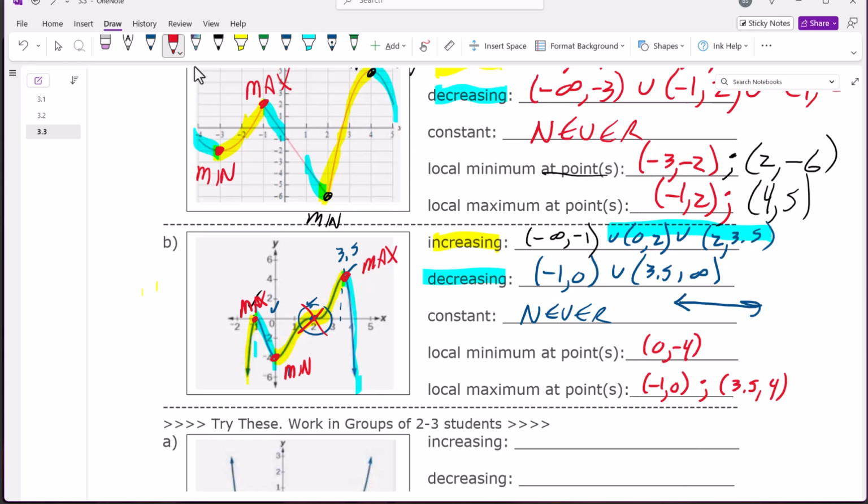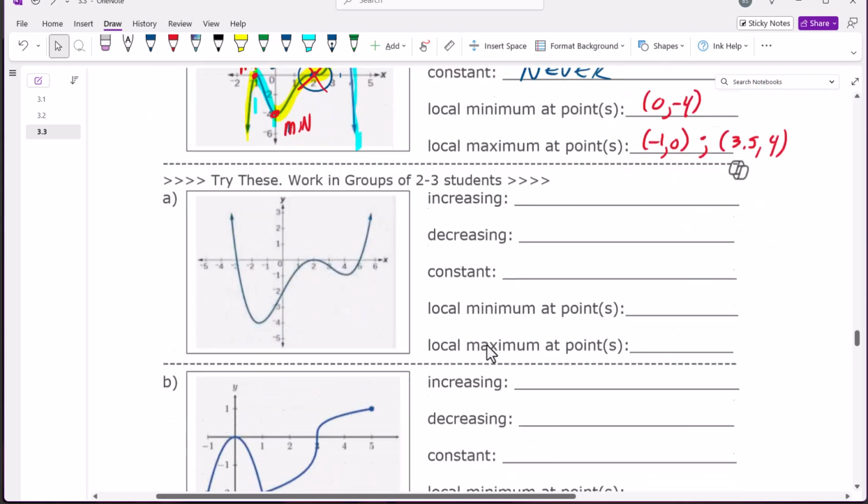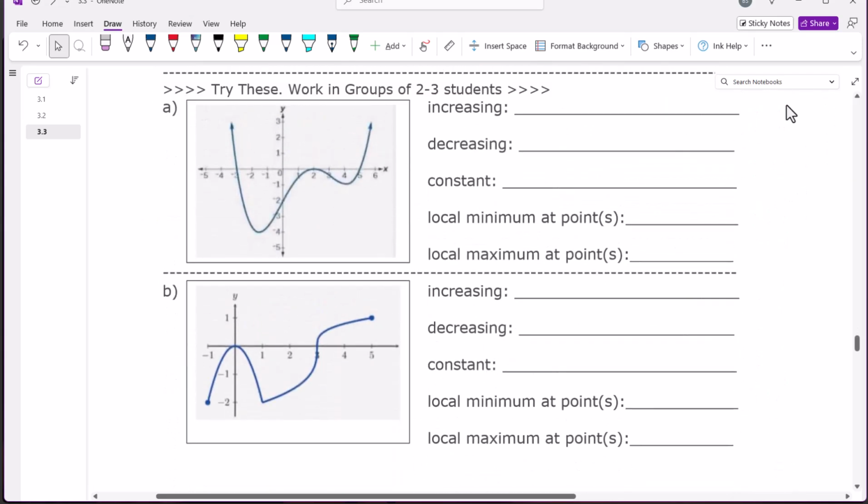So you have one local minimum, you have one local max. It just means the direction of the graph's changing. So if this is a roller coaster, you're going up, then down, then back up to a peak, and then you go down. So think of it that way. Okay, do these two problems, pause the video, and see if you can get these figured out.